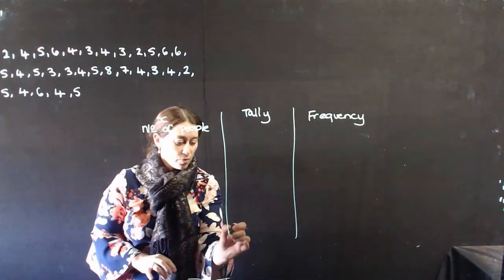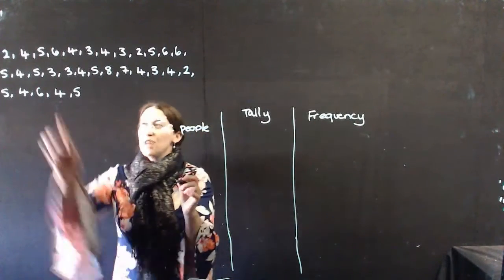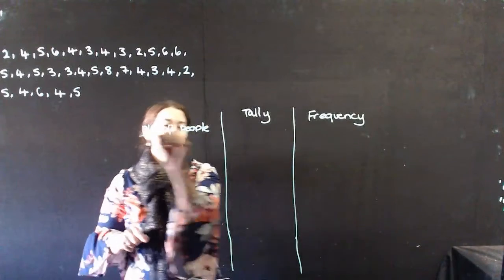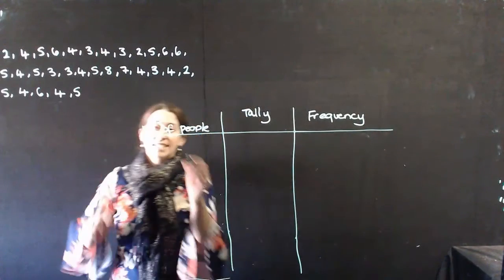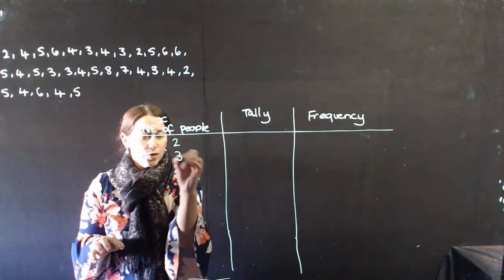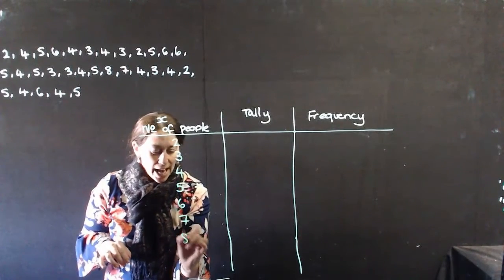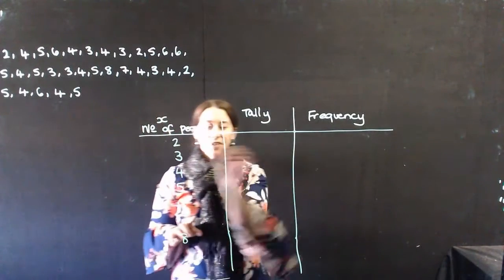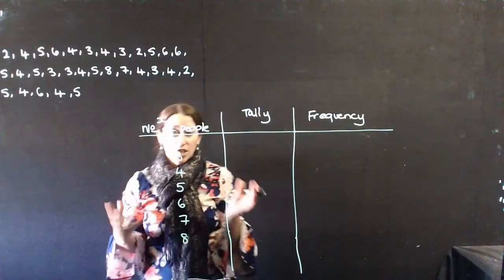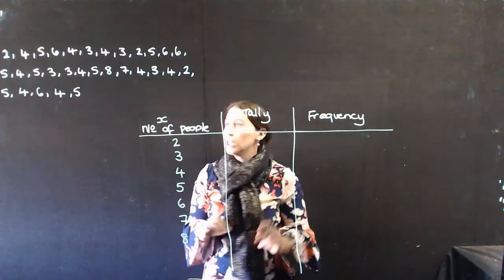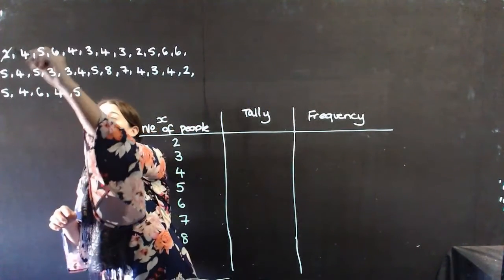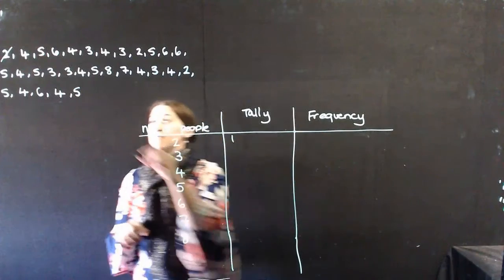I'm going to need quite big tables. I'm probably going to go right down to the bottom. The lowest number I have here is 2, and the biggest number I have is 8. So 2, 3, 4, 5, 6, 7, 8. Now you probably want to have this on some kind of line paper so you don't get messed up, but hopefully I can cope. So I'm just going to go through and tick off every time.